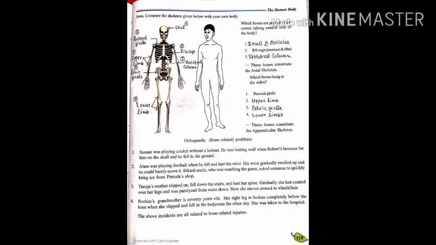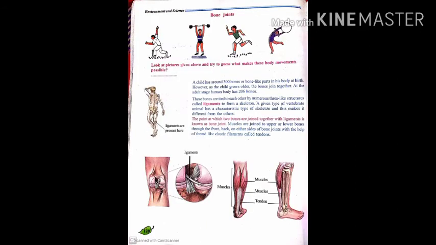Page number 119. This page gives you information regarding axial skeleton and appendicular skeleton and orthopedic problems. Page number 120. Bone joints. What are bone joints? What is a ligament? So this is all about bones.